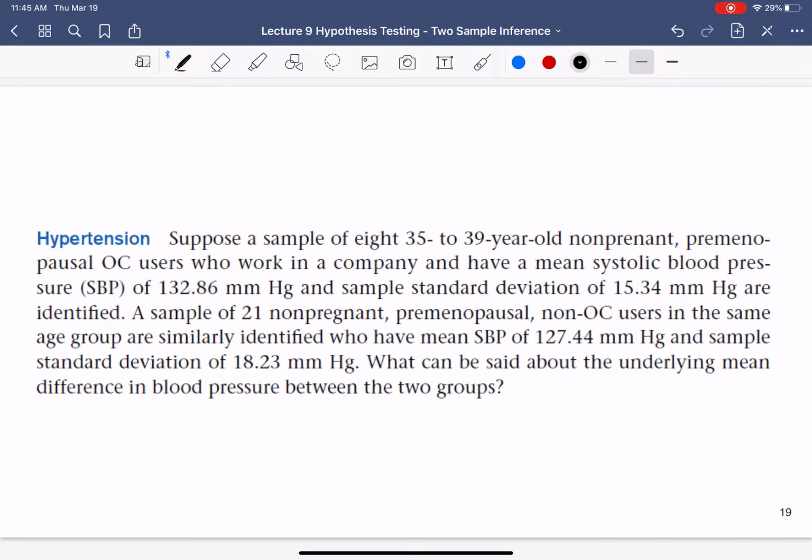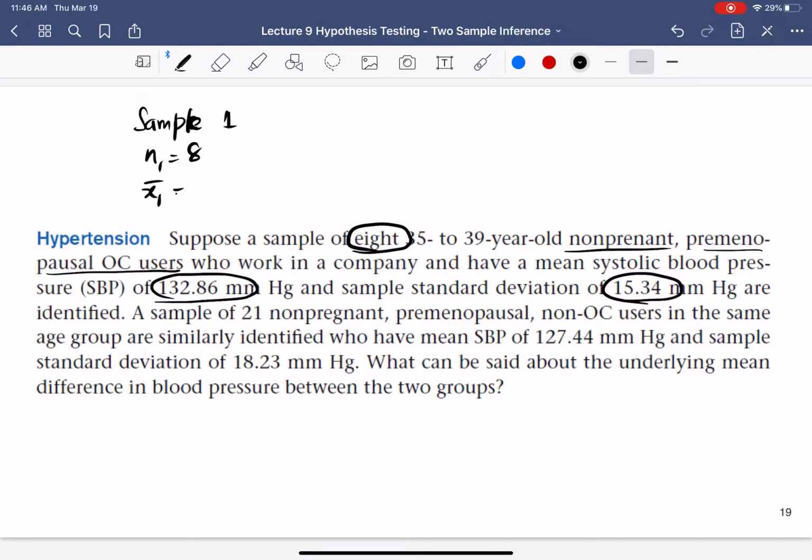Let's write down the data they have given. Suppose a sample of 8 35 to 13-year-old non-pregnant premenopausal OC users who work in a company have a mean systolic blood pressure of 132.86 with a standard deviation of 15.34. So this is sample 1. N1 is 8, X1 bar is 132.86, and S1 is 15.34.